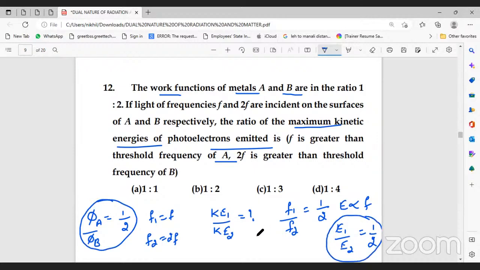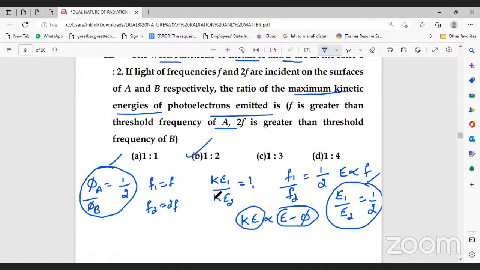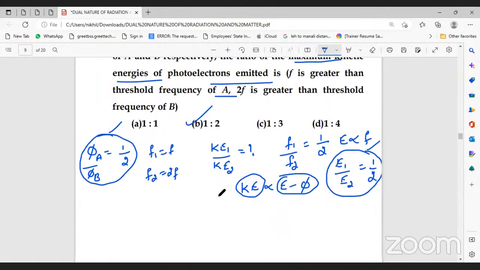Energy ratio is 1 by 2. You know that kinetic energy is directly proportional to total energy minus the work function. So work function is in the ratio, energy is in the ratio, and definitely kinetic energy must also be in the ratio. That is 1:2. I hope in the last class I derived this. Now you can take it is in the same ratio, that is 1:2.